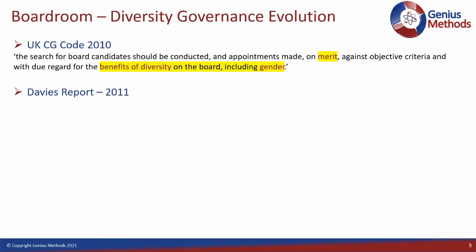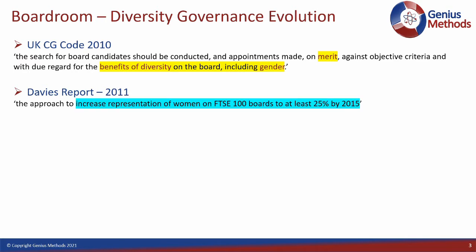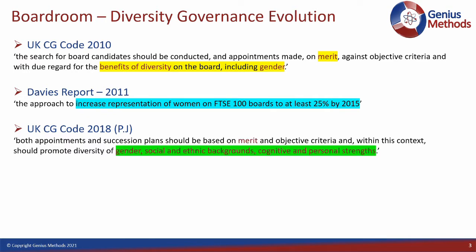2011, the Davies report came out, which was focusing on bringing women onto boards of the FTSE 100, to get that to 25% by 2015, which was just achieved, I believe. And here you had a focus on women, again, the gender diversity. 2018 came out our current code, which is a more modern code. And there we talk about gender, social and ethnic backgrounds, cognitive and personal strengths, which is now becoming far more rounded in terms of the kinds of diversities that the code is encouraging us to look at. So we've got gender, social, ethnic, cognitive, and personal.